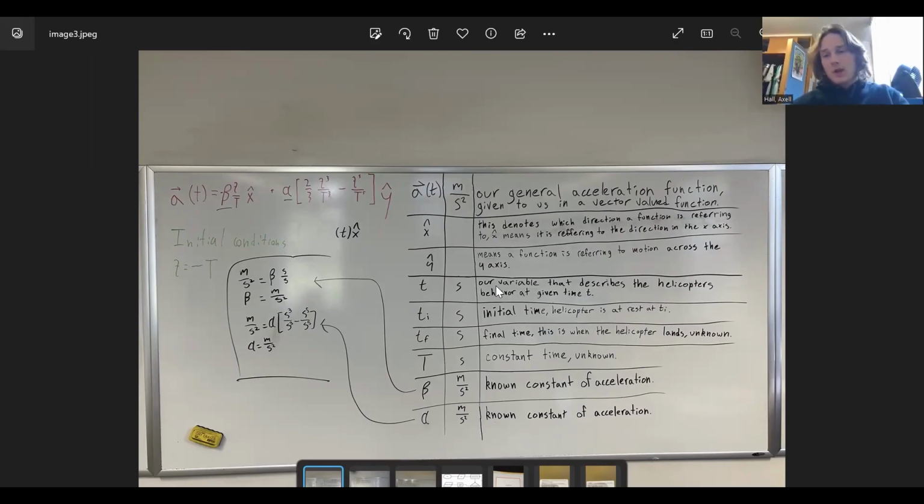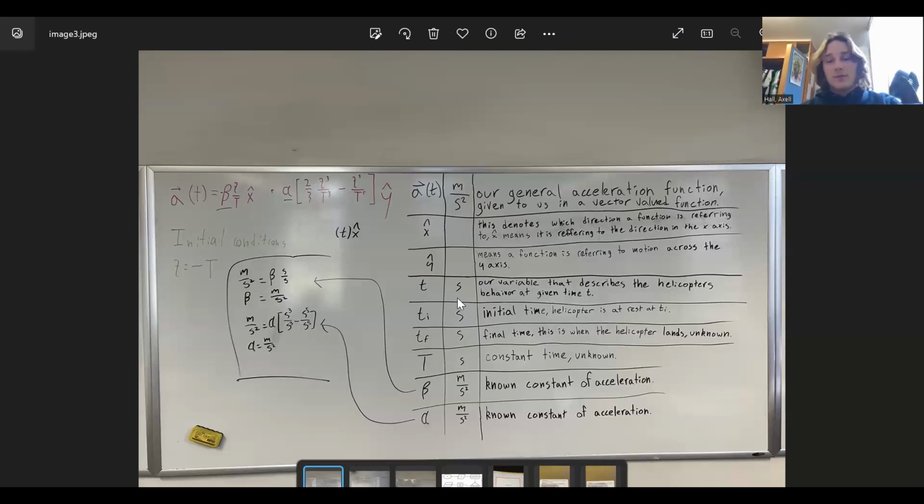So to help understand the problem, I listed out all the symbols given to us in the initial formula. So we're going to start with acceleration of t, and this is just our general acceleration function. The units are meters per second squared. X hat and y hat just denote which direction each function is referring to. Our variable is going to be time, which is denoted as t in seconds.